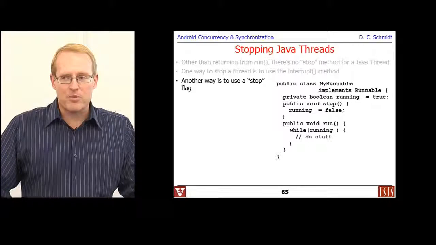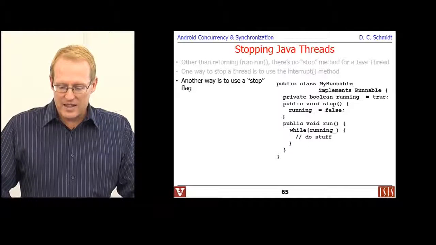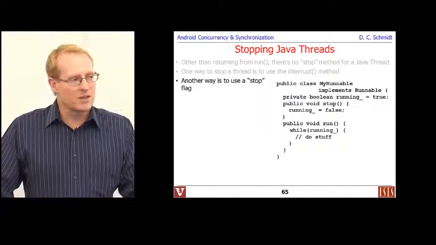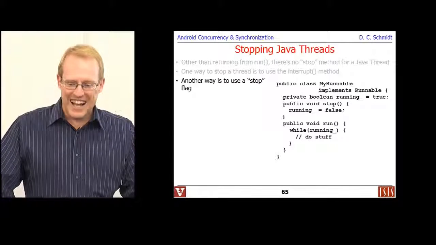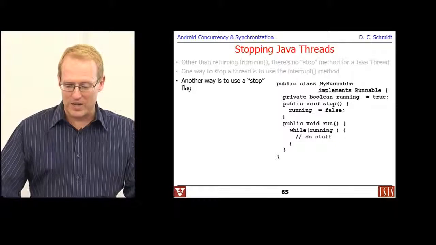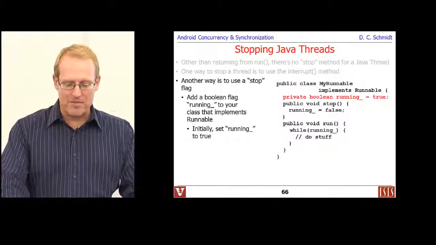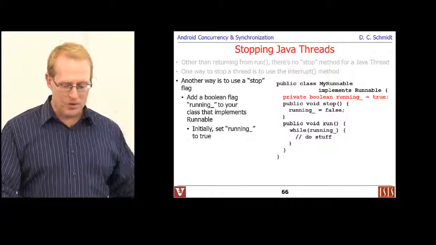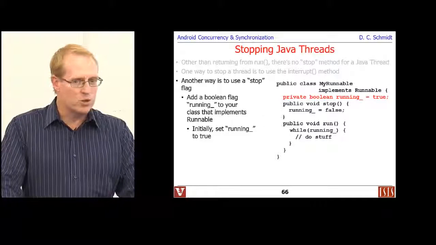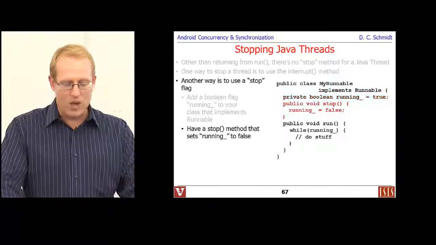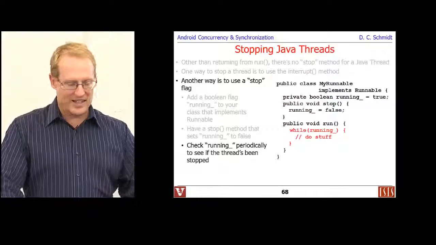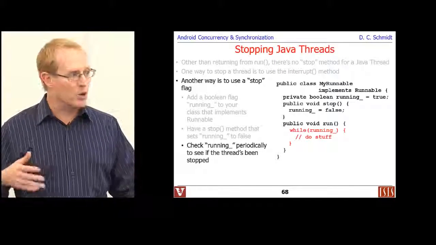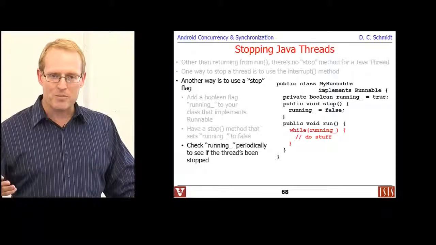Another way to stop threads is to use the stop flag approach. This is a bit more tricky because you really have to make sure that you write code that does the right thing. So you use a stop flag, add some kind of Boolean flag to your class that you're trying to make stoppable, and initially set running to true. And while you're running, then you're fine, but you have to continually check to see if you're still running. And you may not want to just poll it, but you may want to sleep or block or do something and then periodically check that.